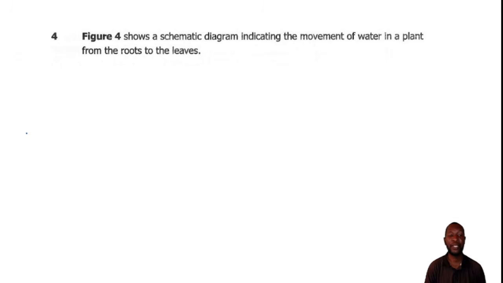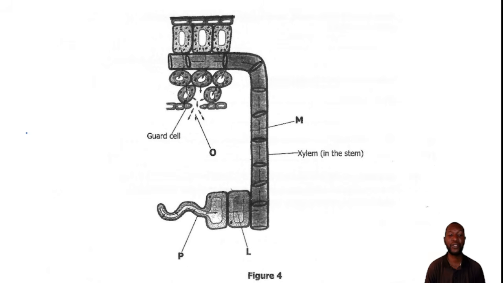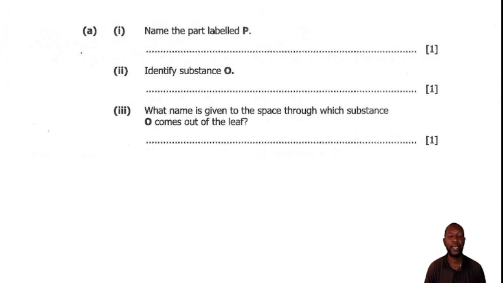Question 4. The figure shows a schematic diagram indicating the movement of water in a plant from the roots to the leaves. A1. Name the part labeled P. P is the root hair cell.